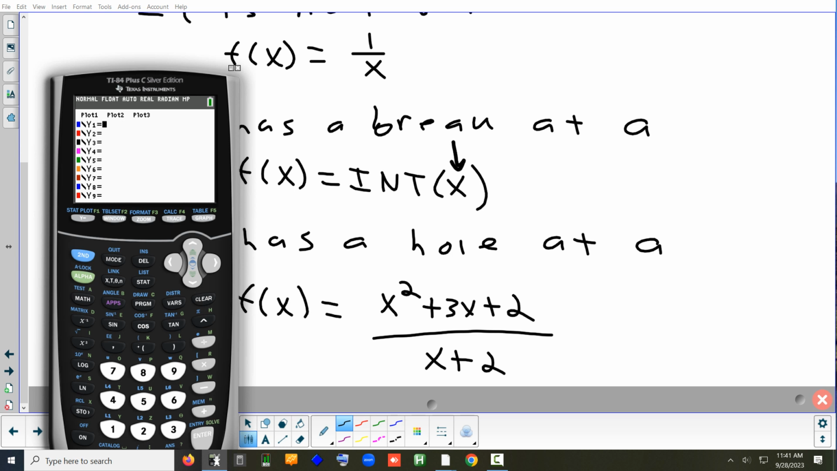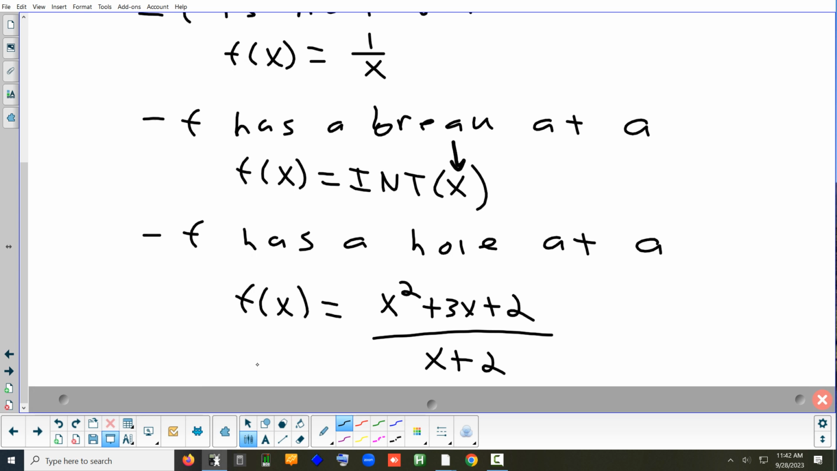So if we type in x squared plus 3x plus 2, divided by x plus 2. If you graph that, if somebody were to walk in and look at it right now, they'd probably say that it's some type of line, y equals mx plus b. But it's not. That is not a continuous line. The calculator can't show you that there's a hole in the graph. Even if you zoom in, you won't see it.